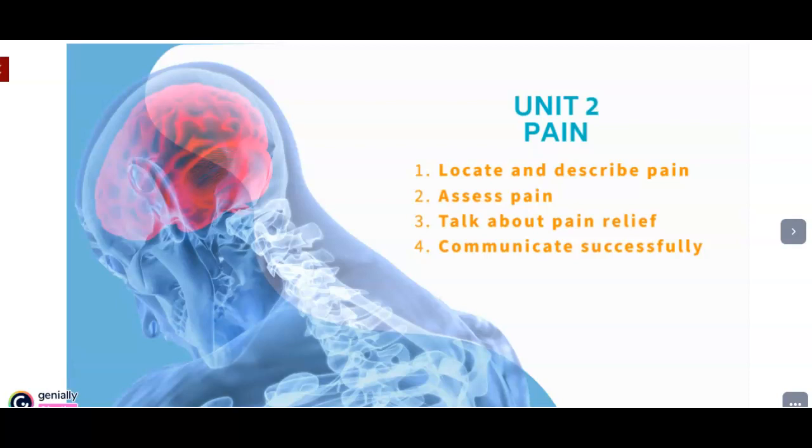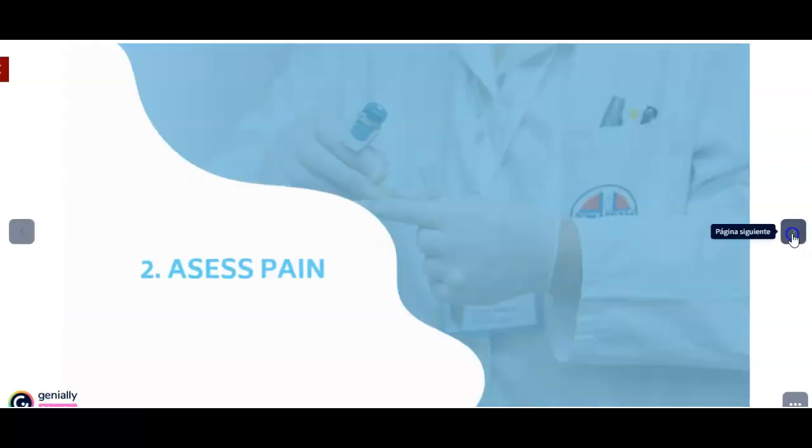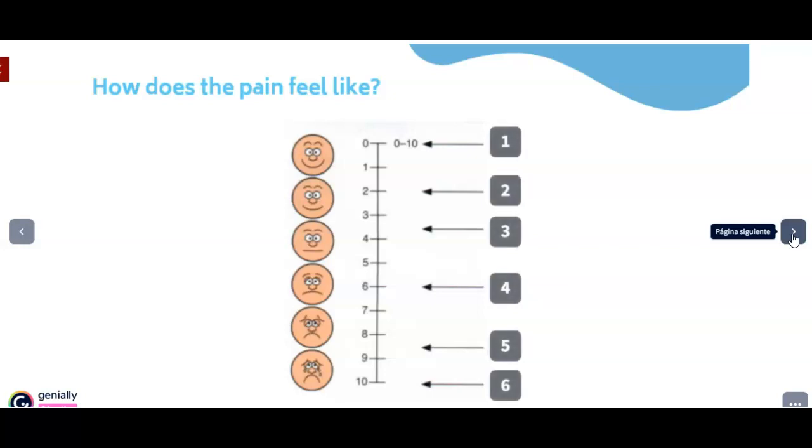In this second video, we will continue working with the idea of pain, but in this case, we're going to assess pain. So let's see. Do you remember this image from our previous video, from the previous presentation? Well, you can assess pain by mentioning that there is no pain, mild pain, moderate pain, severe pain, very severe pain, and unbearable pain. But you know that when there is a pain in your body, it is not always the same. Sometimes it could be mild and then move to be moderate, or it could be very severe and move to be moderate. So how can we express this in English?